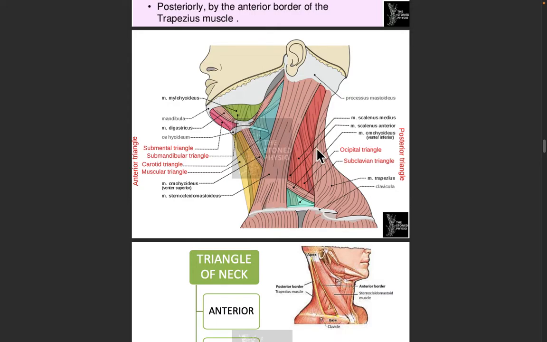Likewise, in the posterior triangle also we can see this particular muscle, which is called the inferior belly of omohyoid. We will have a look at these muscles.